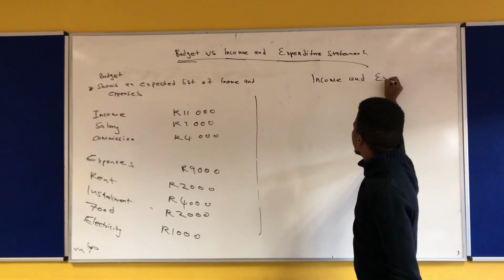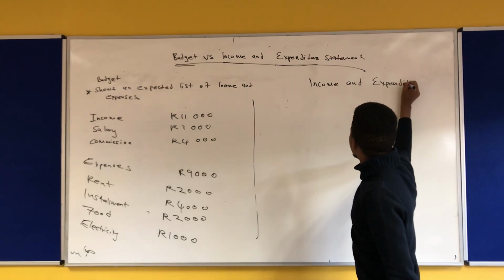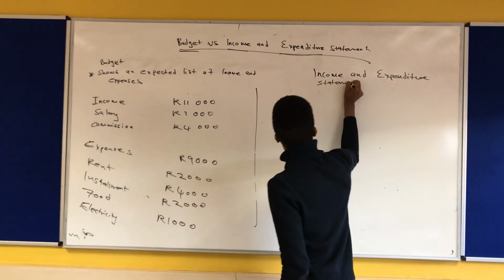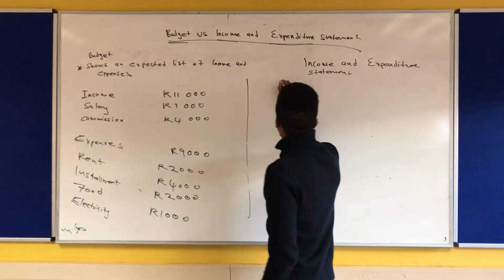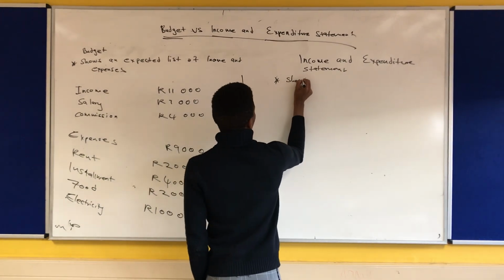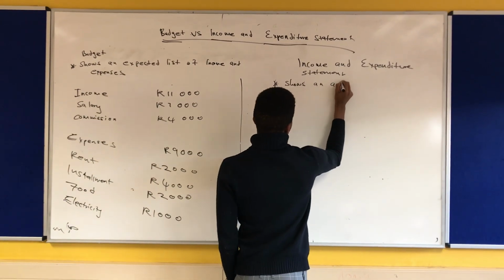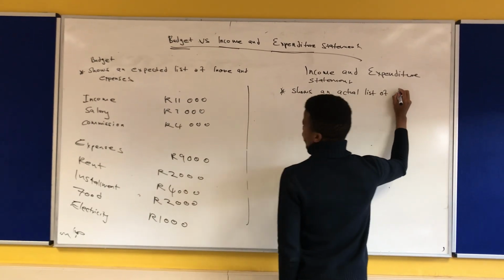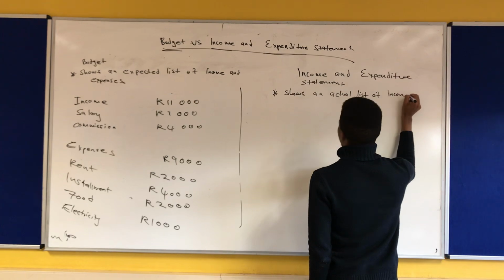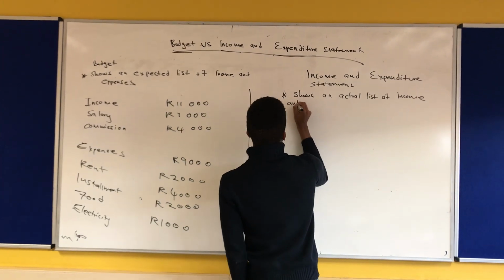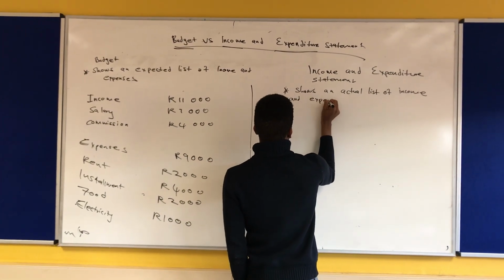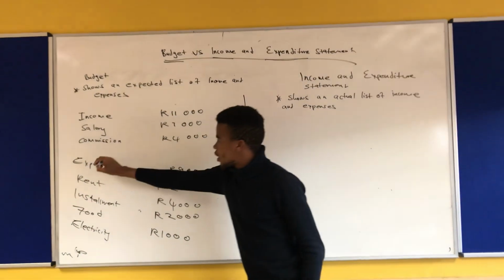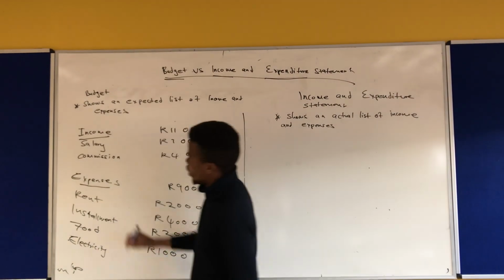Now, the income and expenditure statement shows an actual list of income and expenses. The budget shows what you're expecting. The income and expenditure statement shows the reality.